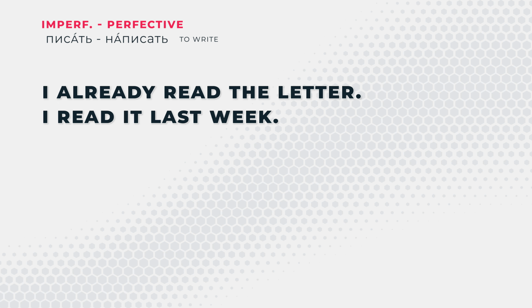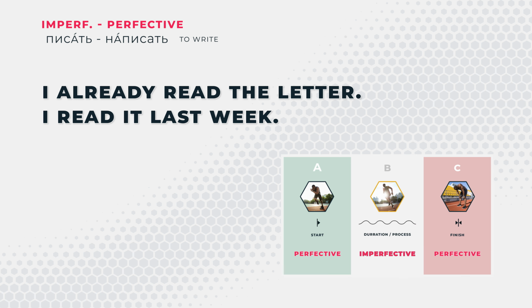Okay, here's the first sentence. I already read the letter. I read it last week. Pull up the chart and ask yourself, are we talking about section A, B, or C, or a combination of those two? Remember, A and C get the perfective verb. B, or a combination of sections, get the imperfective form. I'll give you just a few seconds here to figure that out.